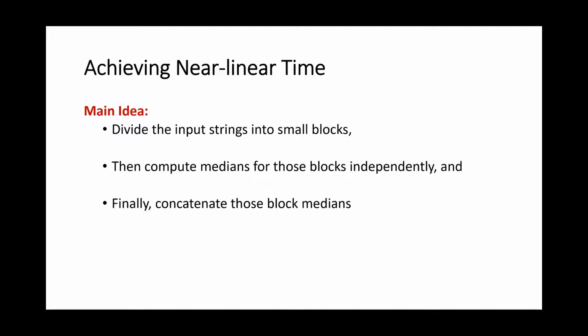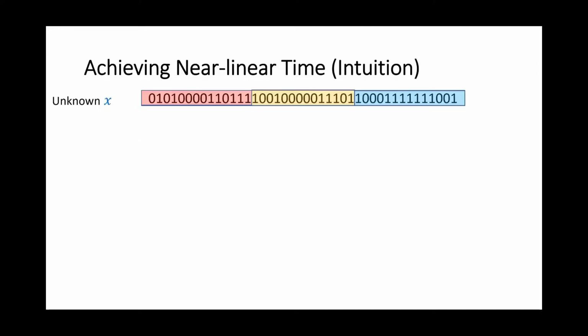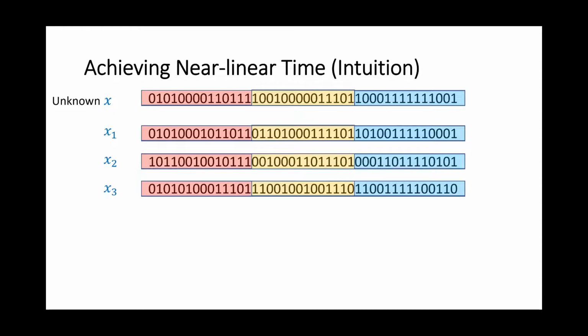To achieve the near linear time, we first divide the input string into small blocks and then compute the median for each block independently. And then finally concatenate those block medians. So here is the intuition. Suppose here is the unknown string, and these are x1, x2, x3. And now I first partition the unknown string into equal size blocks. And then for each block, look into which portion of it in the trace is generated from that block.